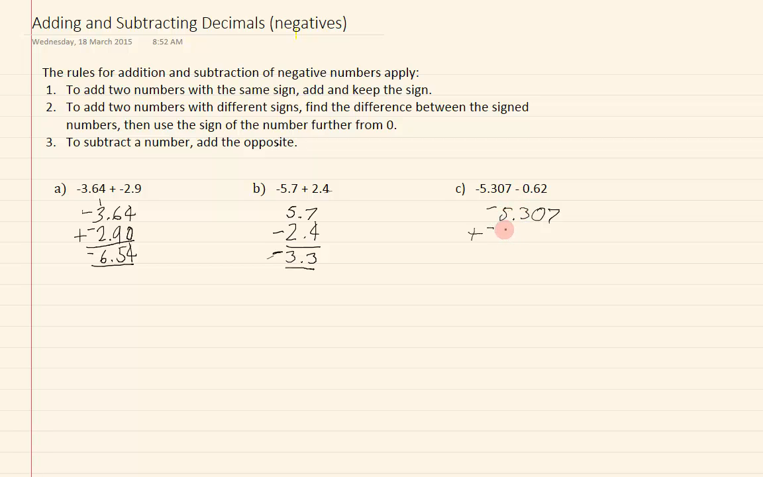Okay, so this is 0.62. Make sure our digits are lined up and fill in any zeros. Okay, so we're adding these two numbers together because subtracting is the same as adding a negative, according to our rule here. Okay, so add these together. So 7, 2, 9, and 5. So we're left with negative 5.927.